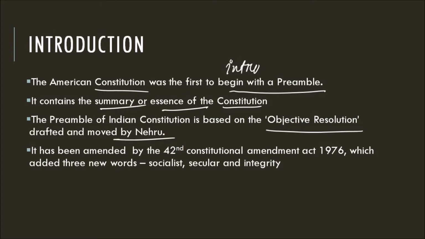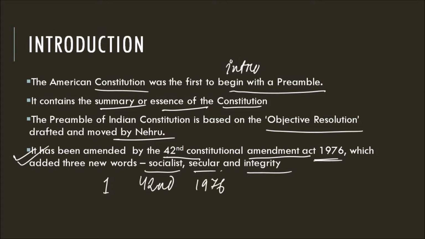in the Constituent Assembly. So far, the preamble has been amended only once, and that too by the 42nd Constitutional Amendment 1976. In this, 3 new words were introduced in the preamble, and those are socialist, secular, and integrity. Remember this point, it is a very important point. The Constitution was amended only once, and that was by the 42nd Amendment Act 1976. And there 3 new words were introduced, and those are socialist, secular, and integrity.